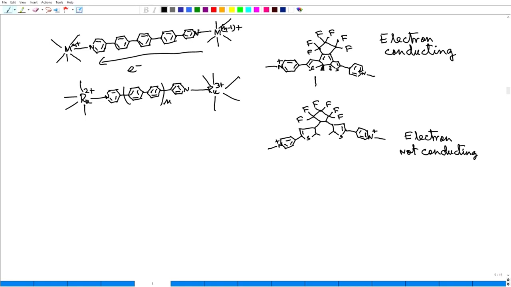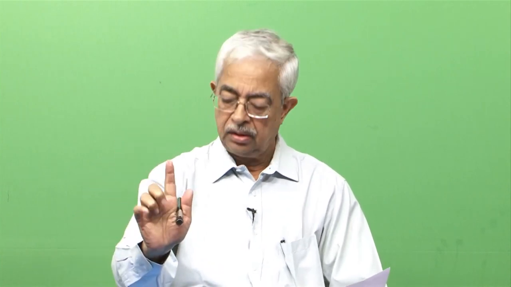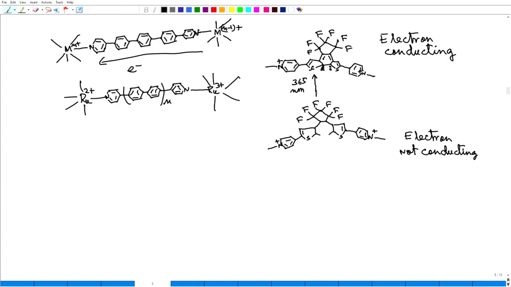Okay, and how to get these two easily? This is important. I can go from open to close if I heat it with 365 nanometer light. So, like my switch, like my finger, I put the switch on maybe with my finger. Here, instead of finger, this is 365 nanometer light. So, electron will start conducting from here to here. And if I heat it with 600 nanometer light, my circuit is open, electron is not conducting.